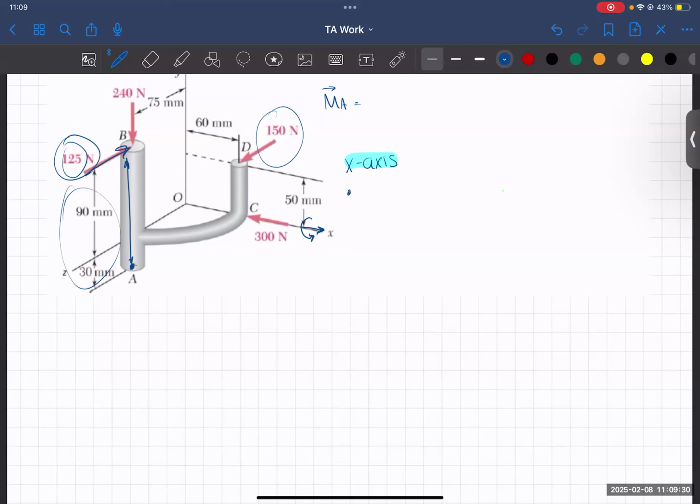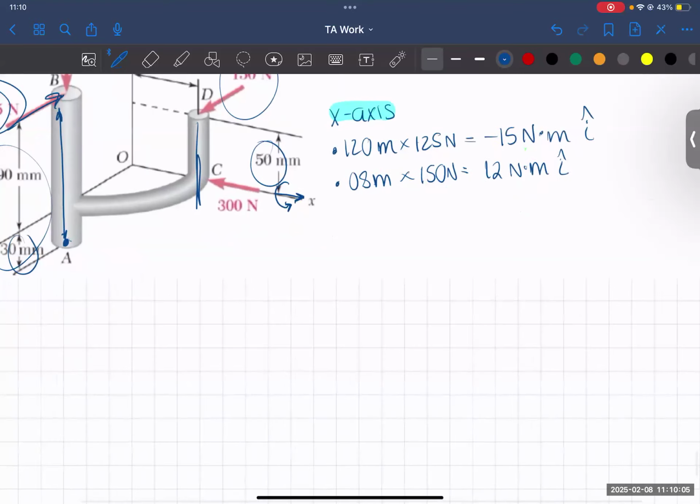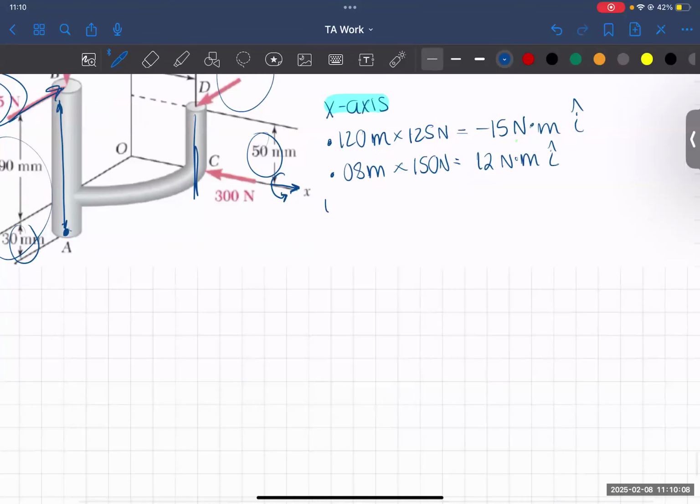If we convert it to meters, it's 0.120 meters cross 125 newtons. We end up with minus 15 because it's going in the opposite direction of the positive, it's on the i hat. Then we have the 150, so that's this distance, 50 plus 30, and that's 150 newtons. So we'll get 12 newton meters on the i hat. That's for the x-axis.